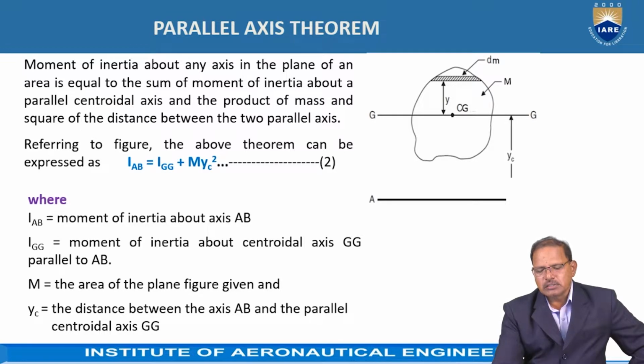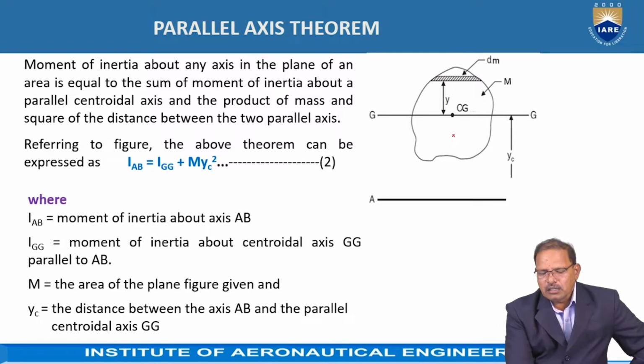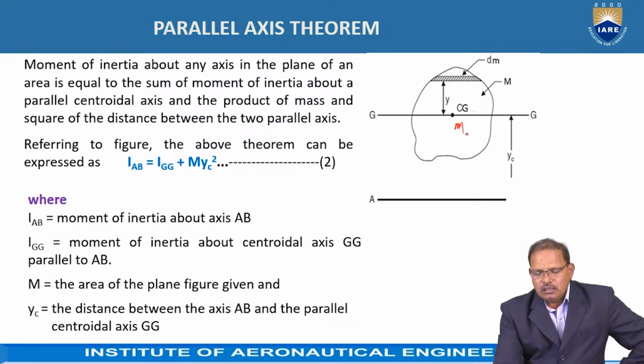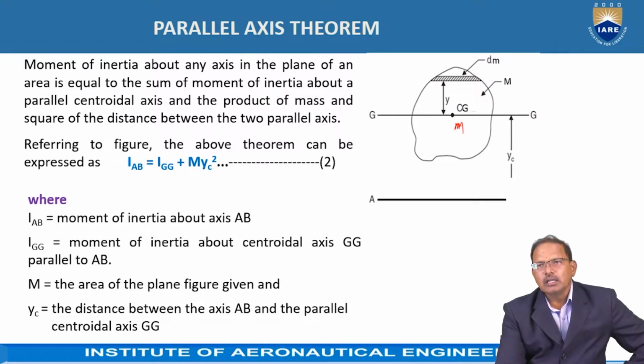Here let us consider a mass m. It is concentrated at CG. CG represents the position of the centroid. Let us consider the mass moment of inertia of a body about a line AB, which is parallel to the central axis GG, as shown in figure.